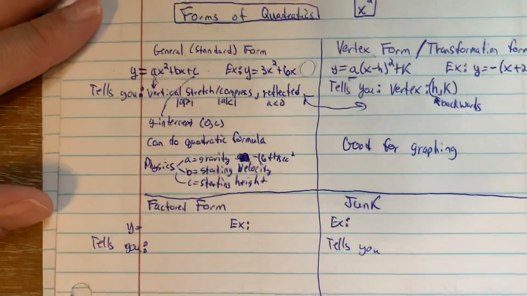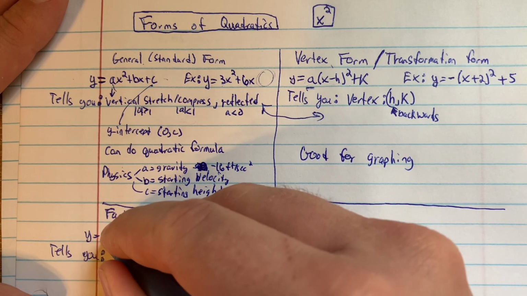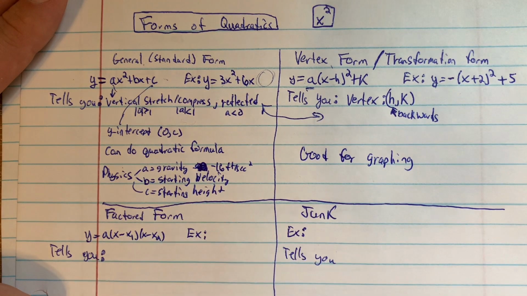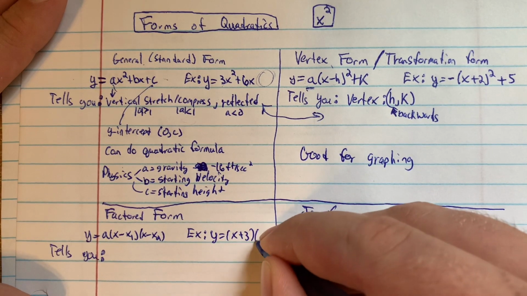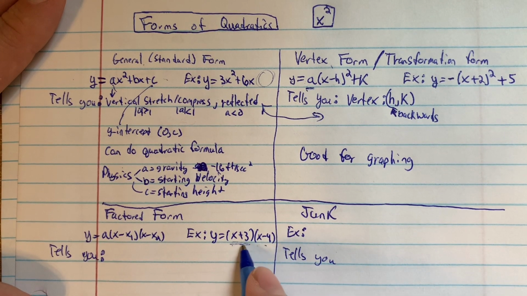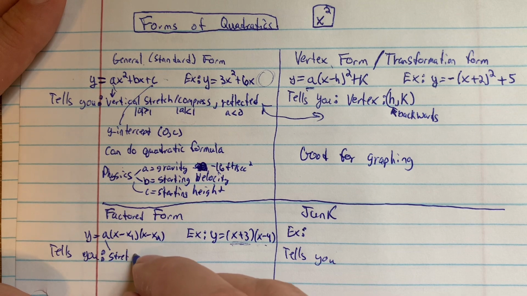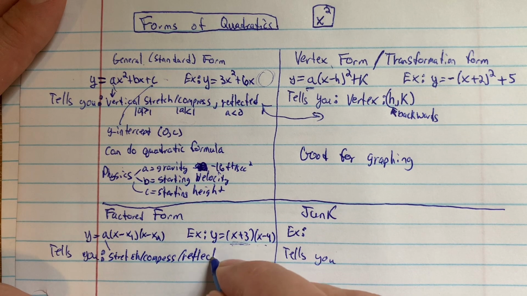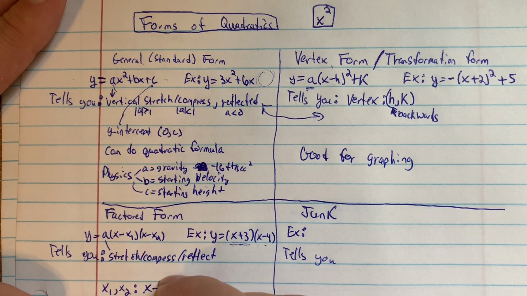The next form we're going to look at is factored form. And factored form is going to be when we have y equals A times (x minus x1) times (x minus x2) when it's factored. An example would be y equals (x plus 3) times (x minus 4). This is factored form because we've got a quadratic where two things are multiplying times each other. And in addition to the A telling you the stretch, compress, reflection, just like all the other forms, that same A will tell you the same things. x1 and x2 are the x-intercepts.